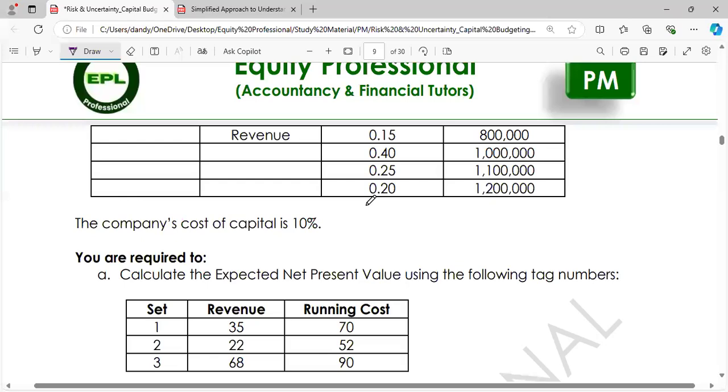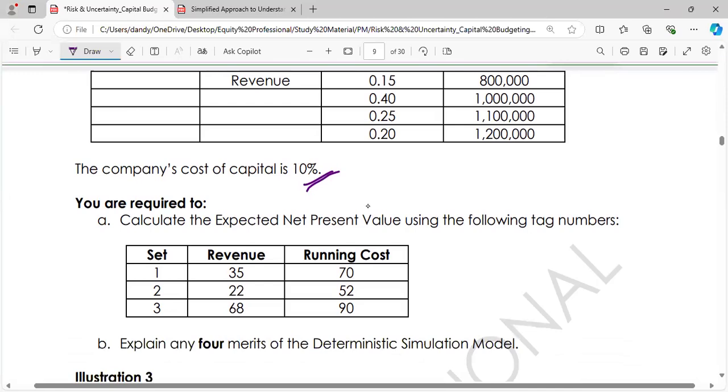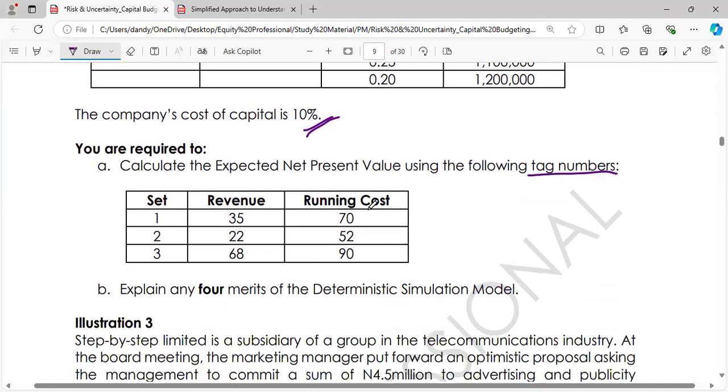The company's cost of capital is 10%. You are required to calculate the expected NPV using the following tag numbers. Then number B, explain any 4 merits of the deterministic simulation model.